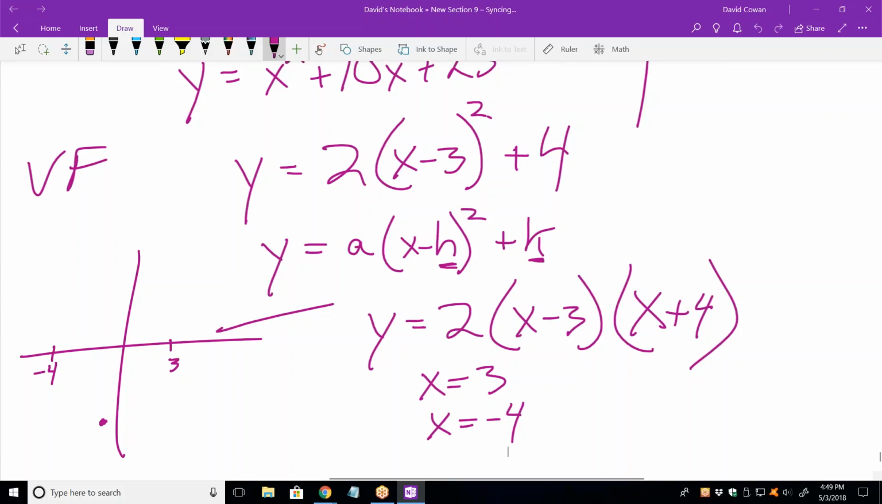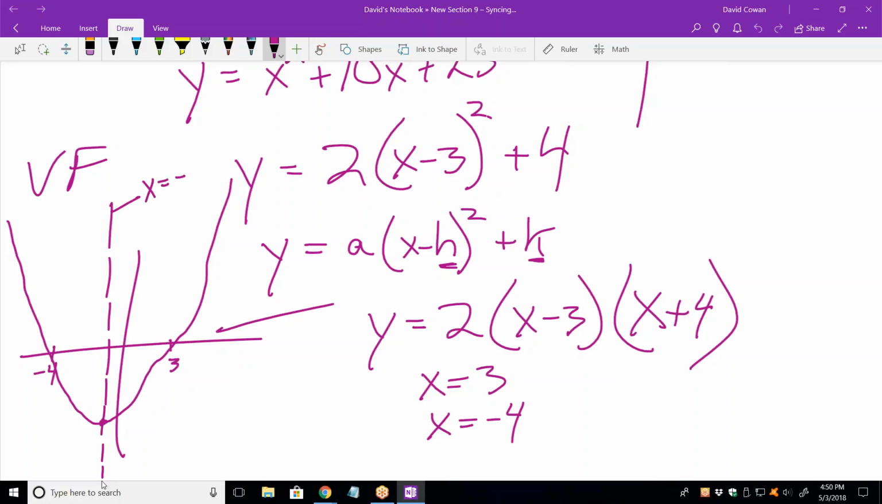So when it's in the x-intercept format, it's pretty easy to figure out the x-coordinate of the vertex. And this is also called the axis of symmetry. They've probably taught you that. And that line is x equals minus 1/2.